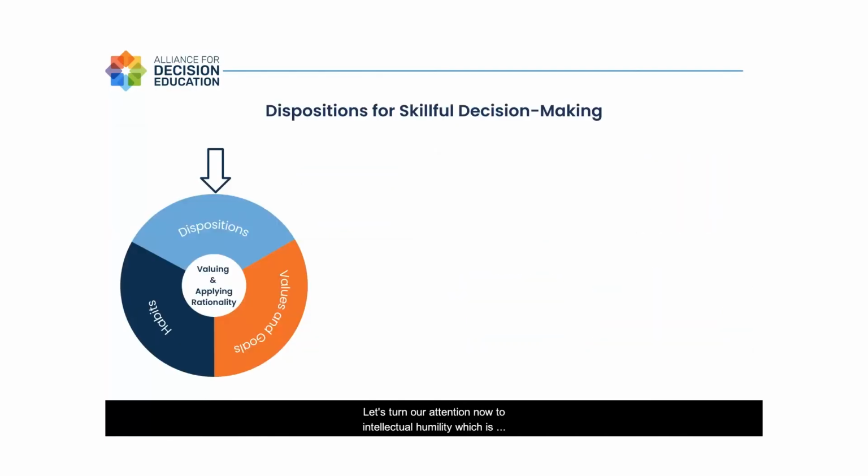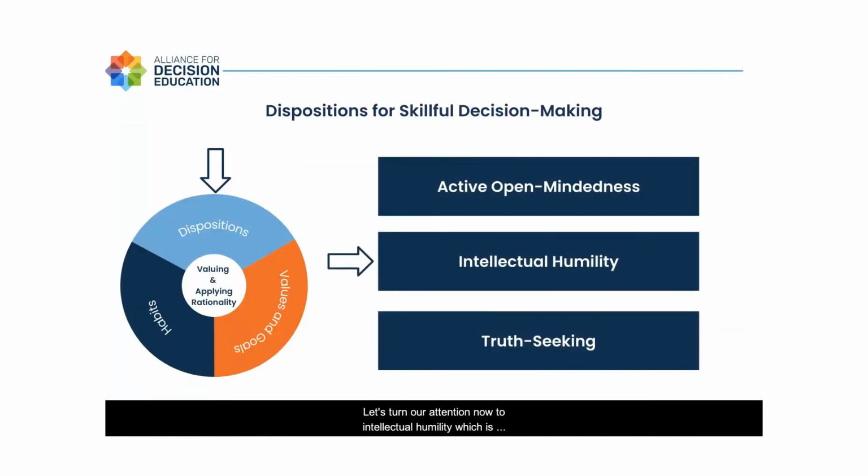Let's turn our attention now to intellectual humility, which is about being able to recognize that our beliefs might be wrong. Intellectually humble decision makers have a well-calibrated sense of the accuracy of their beliefs. In other words, they have a sense of how confident or unsure they should be in their beliefs.